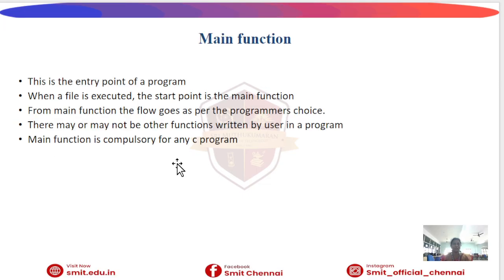Next is the main function. The main function is the entry point of any C program. Whatever the C program, the main function is very important. When a C program is executed, the control always starts from the main function. From the main function, the program flow continues according to the logic written by the programmer. The program may contain user-defined functions, but the main function is compulsory. Without the main function, a C program cannot execute. So the main function plays a very important role in program execution.